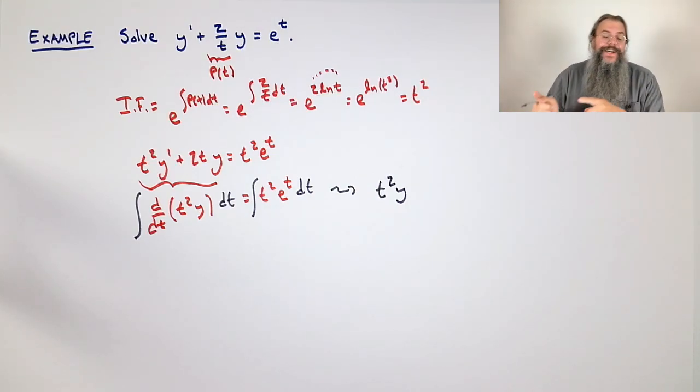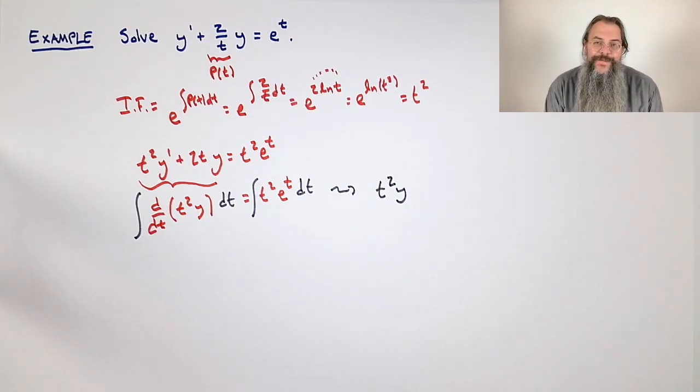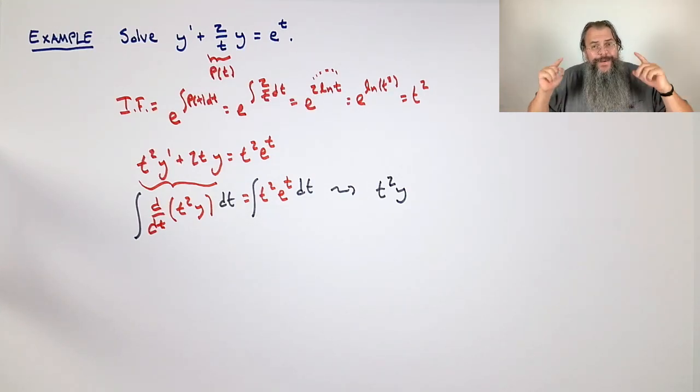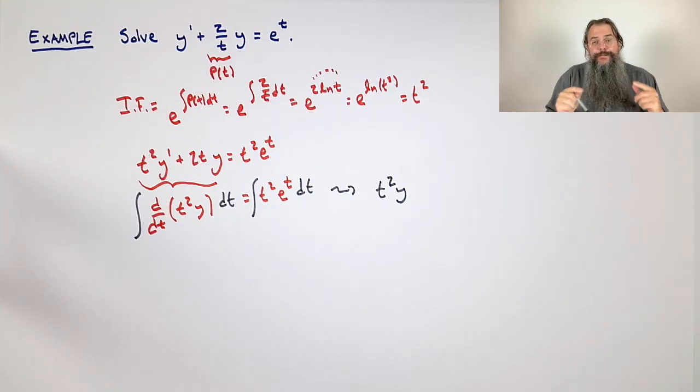The right-hand side, well, not so much. We're going to have to do some work here. And what do we need? Well, we're integrating t squared times e to the t. How do we integrate something like t squared times e to the t? What's the right procedure here? And the answer is integration by parts.